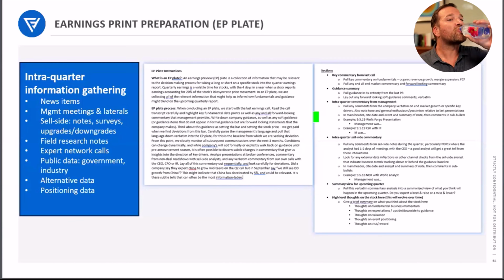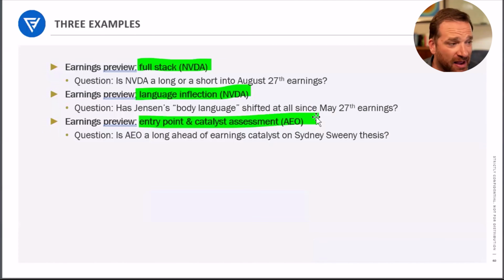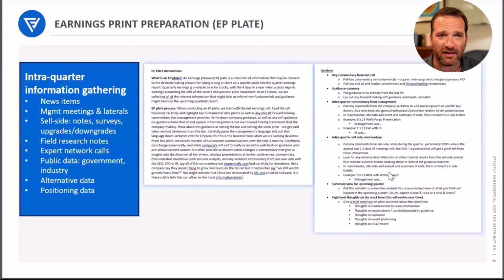So one common example is, hey, our firm has a long position in NVIDIA. The earnings print's coming up in 2 days, and here I will remind you the disclaimer that nothing here is investment advice. I have no position in NVIDIA. I have no idea what will happen in NVIDIA. So take this all as illustrative. What does that process look like?